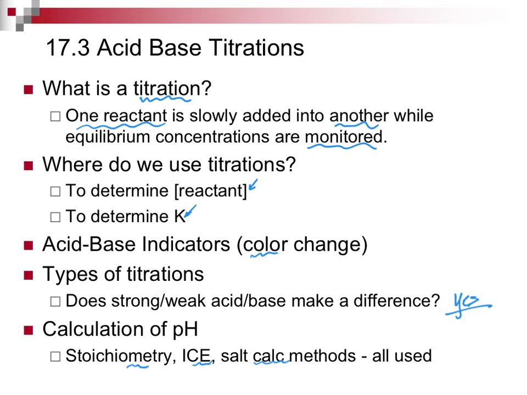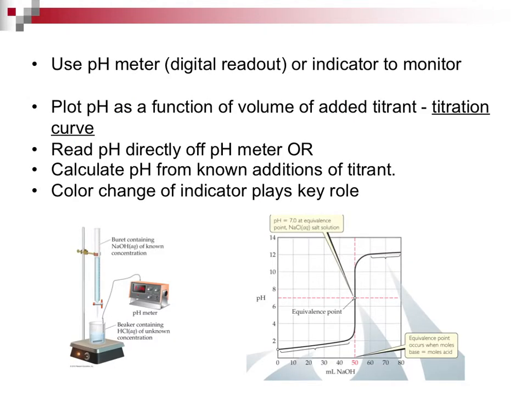It is laborious, okay? So normally we use a pH meter, which is really a digital readout. We do use an indicator to monitor when we go through the equivalence point, but let's take it one step at a time. We plot the pH on the y-axis versus the volume of the added titrant, and that is what defines a titration curve. You can read the pH directly off the pH meter. It has a readout, or you can calculate the pH from known additions of titrant. So as you go further and further, you can plot this and calculate it, and that's essentially what you'll do on an exam.